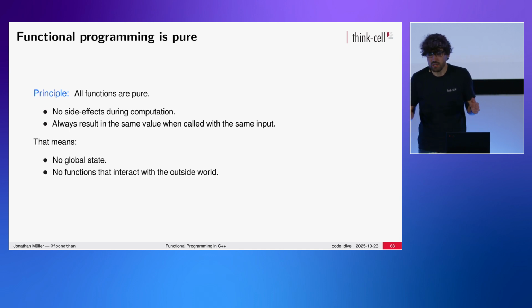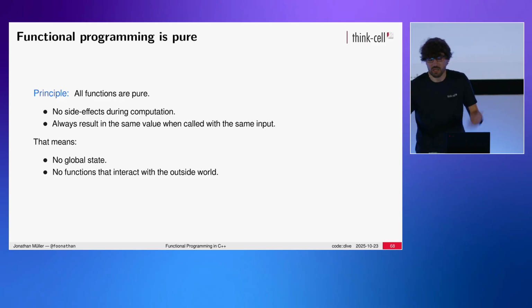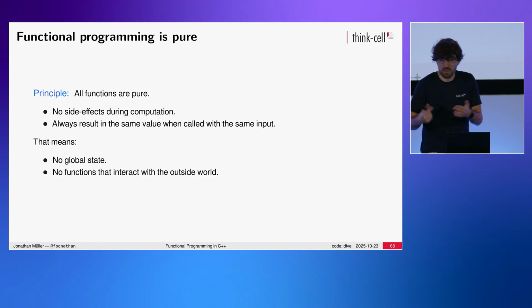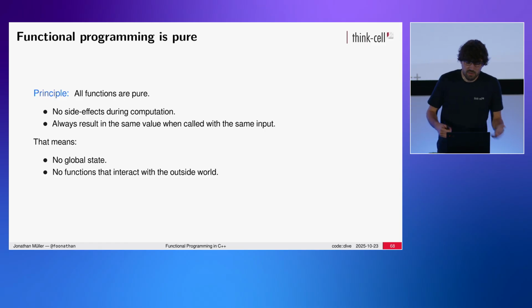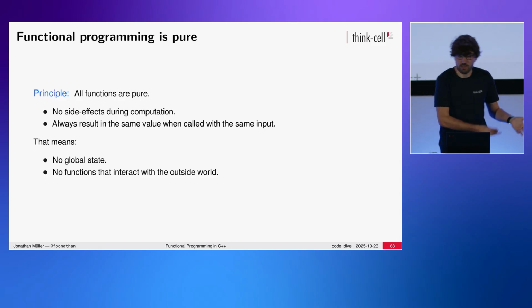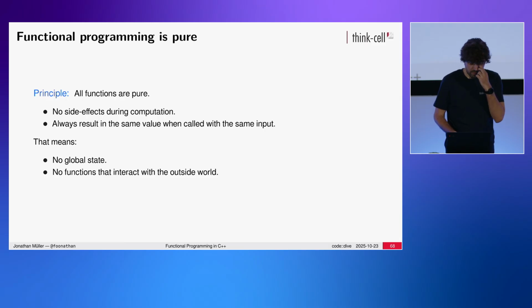That means that you cannot have global state, or at least you cannot have mutable global state, because mutation of global state would be a side effect, so it would matter whether you call a function or not. Also, you cannot have functions that interact with the outside world, because something like getchar gives you a different value every time you call it, because it depends on what the user has typed, right? So you cannot have those functions because they are not pure.